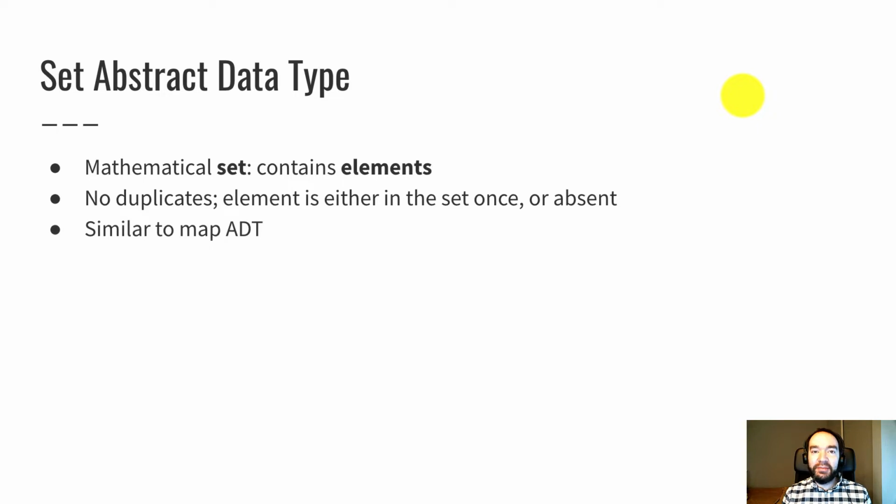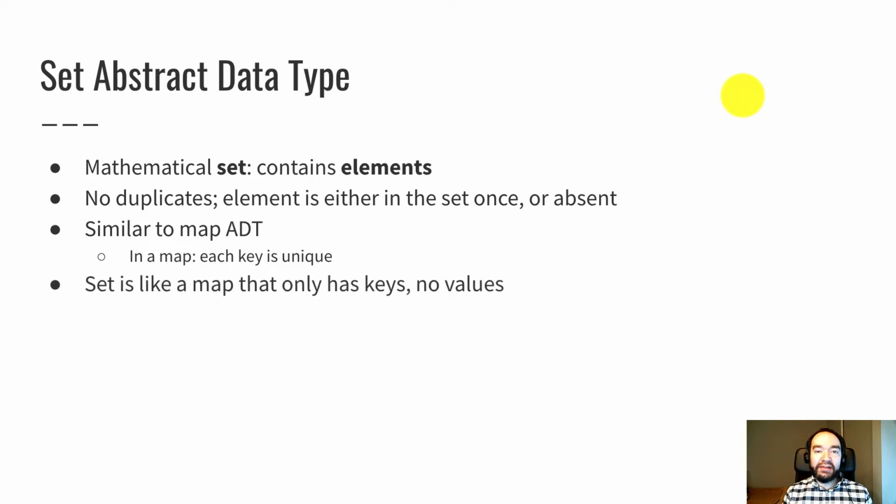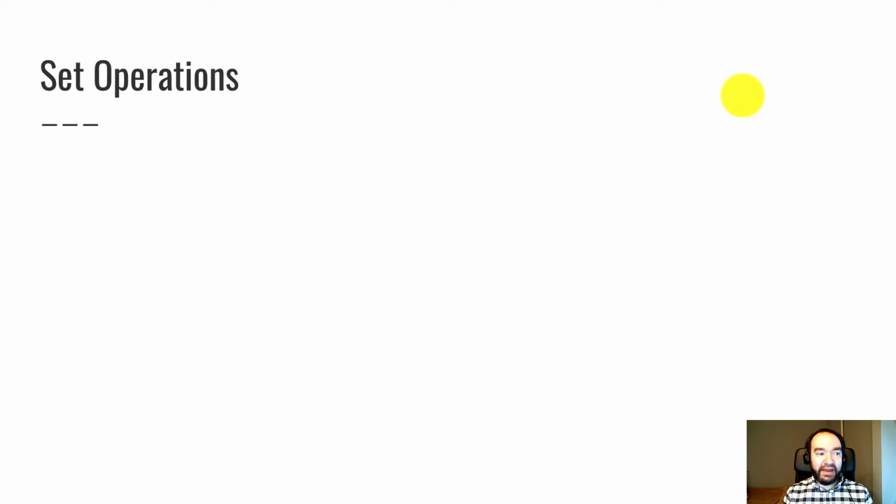This is similar to a map. In a map, every key is unique. Remember that in the map, you can't have duplicate keys. Every key is either in there or not in there. And that's just the same as every element is either in a set or not in a set. So we could say that a set is a lot like a map that only has keys and does not have values. If we take the map idea and just ignore the value part entirely and only focus on the keys, that's almost a set.